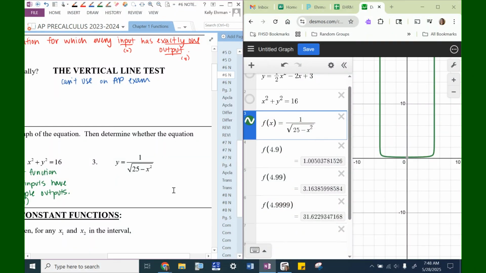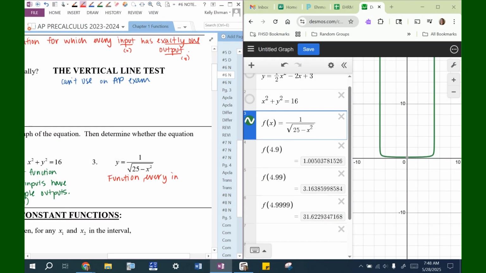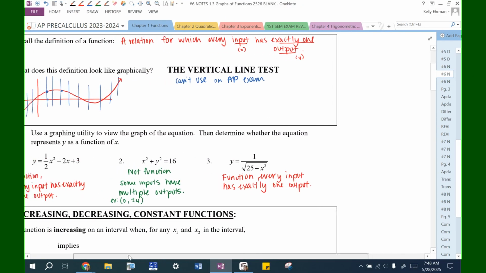So this does pass the vertical line test. There are asymptotes at plus or minus 5, but within its domain, every input has exactly one output. So this is a function. Every input has exactly one output. And why do we put exactly in there? Why can't we just say every input has one output? The exactly implies that there is only one, a unique output. It's another way that we sometimes say it. So you need the word exactly in there.